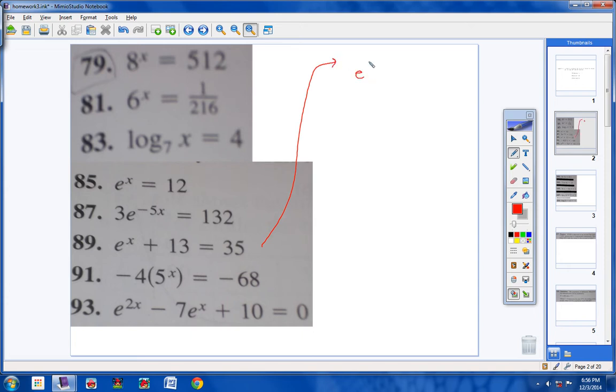Okay, we have e to the x plus 13 equals 35. Now, first of all, whenever we have an unknown in the exponent, we call that an exponential equation. And we would love to write both sides with the same base, but there's no way we can do that when we have an e. What I'm going to do is get the unknown and its base all by itself. So bring the 13 over and make it negative 13. So now I'm left with e to the x equals 22. Now my base of my unknown is e, so I'm going to take log base e of both sides.